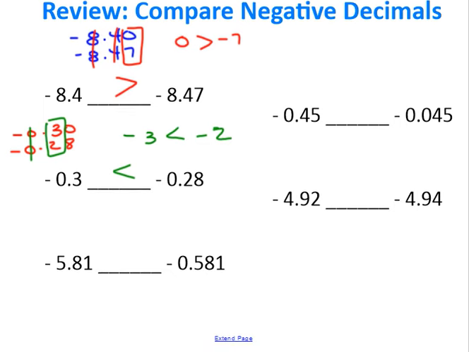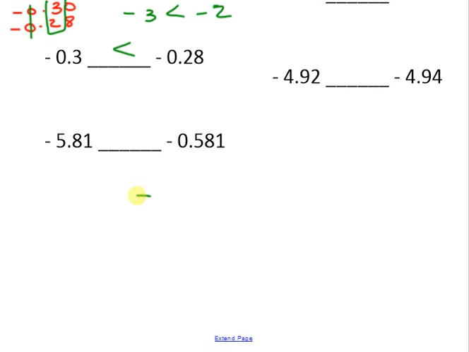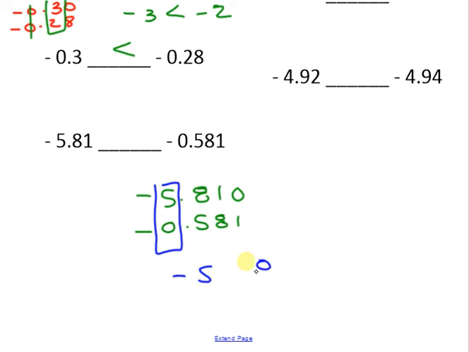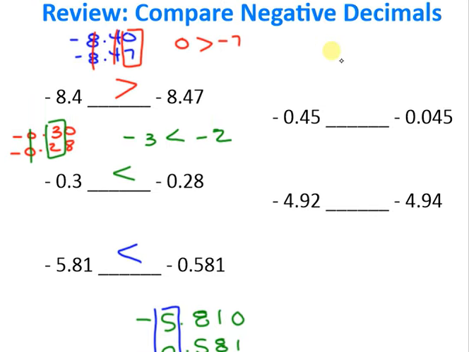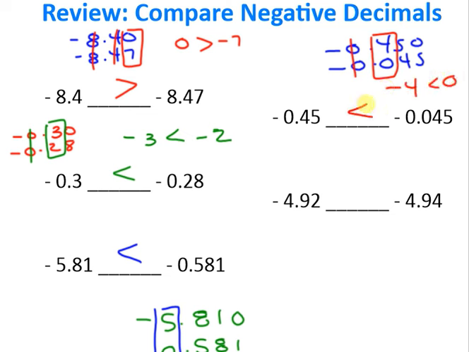All right, and then down here, I have negative 5.81 and negative 0.581. Go back and add a 0 as a placeholder. So right here I have an immediate difference. I have a negative 5 and a 0. Negative 5 is definitely less than 0. All right, over here I have negative 0.45 and negative 0.045. Add a 0 as a placeholder there. The 0's are the same, but right here I have a difference. So I have negative 4 and 0, and negative 4 is less than 0.